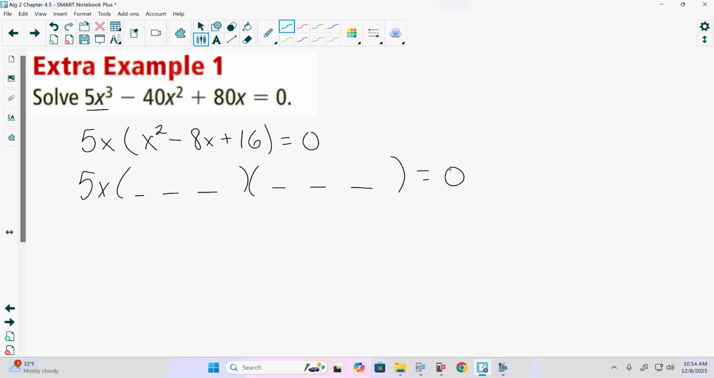So we'll have two sets of parentheses with three spaces. Now we need to find the signs. If the third term is positive, the signs are the same and match the sign of the middle term. If the third term is negative, the signs are opposite. So here, since the third term is positive, our signs are the same and going to match the sign of the middle term. So we'll have negative and negative. Those signs will be the same.